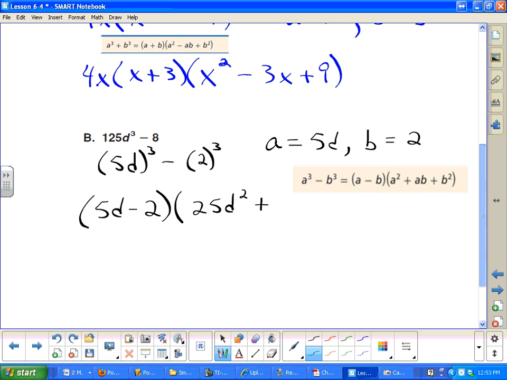What do you get when you multiply A and B together? What's 5 times 2? 10. So we have 10D. And 2 squared is 4. And there's our answer.